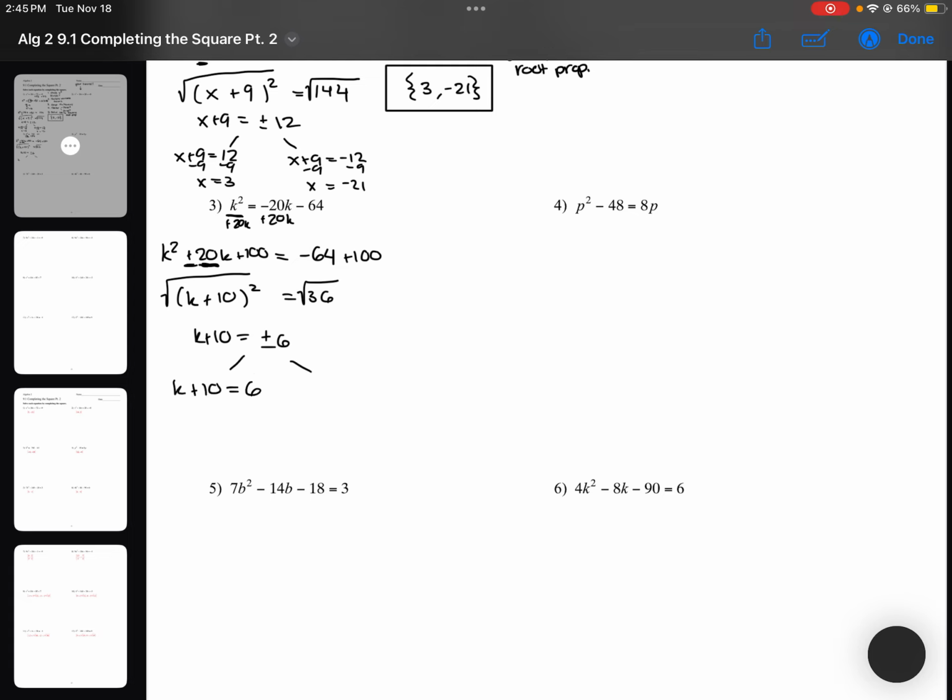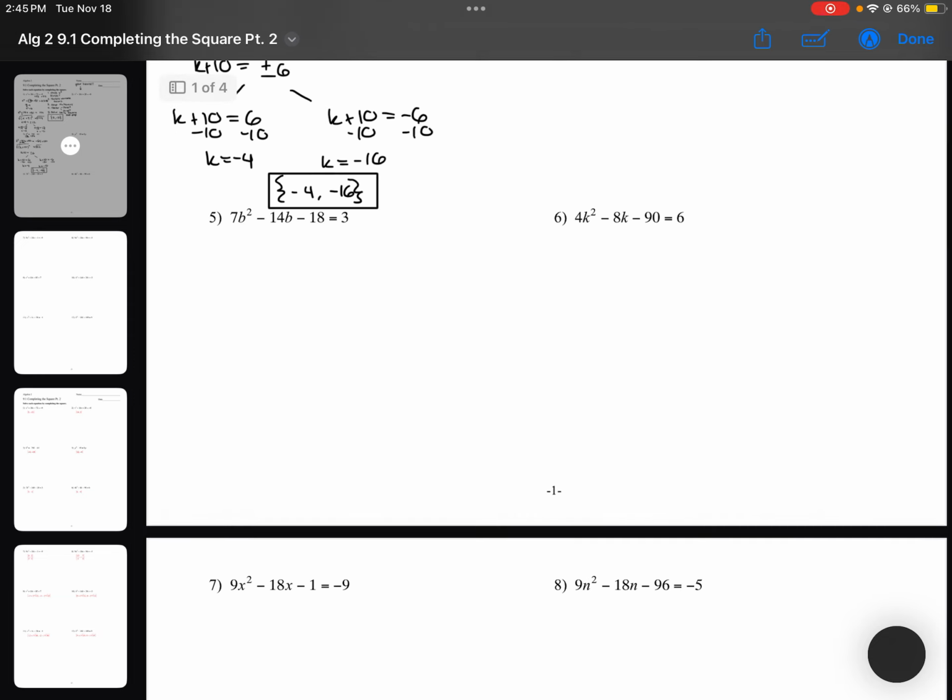k plus 10 equals 6, so k equals negative 4. Or k plus 10 equals negative 6, so k equals negative 16. So your solution set for this one, we're looking at negative 4 and negative 16. Those would be our 2 possible solutions. All right, our next one, here's where it's going to change a little bit.